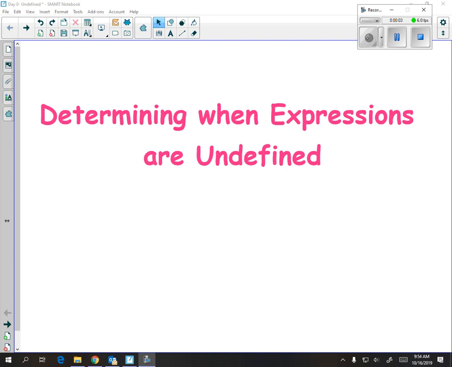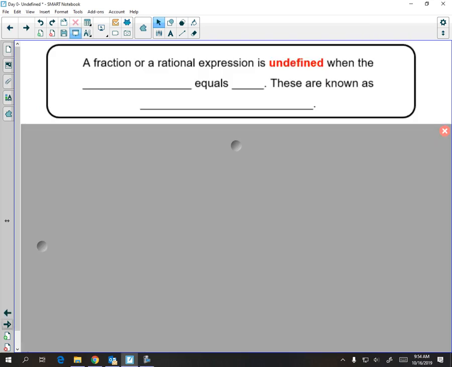Welcome to determining when expressions are undefined. A fraction or a rational expression is undefined when the denominator is equal to 0. We know that, right? You can't have 1 over 0 because it's undefined. Now, the x values that make the denominator equal to 0 are known as excluded values. We want to exclude them from the x values that we can possibly plug into the equation because they make your denominator 0.